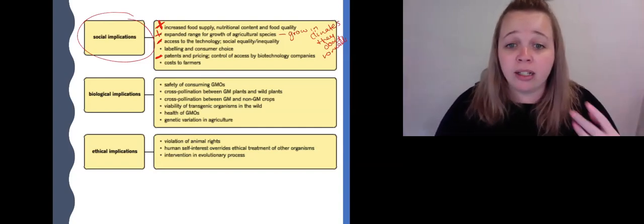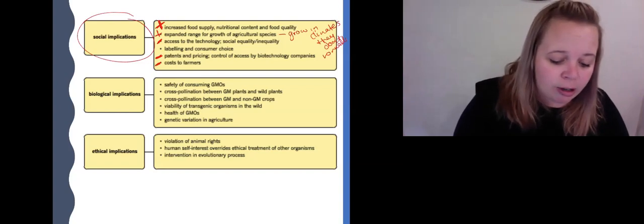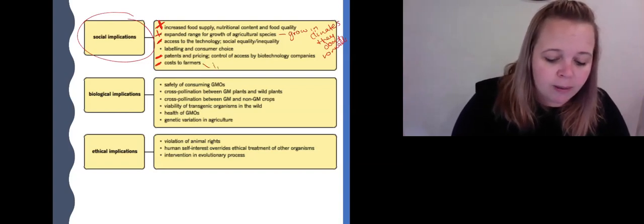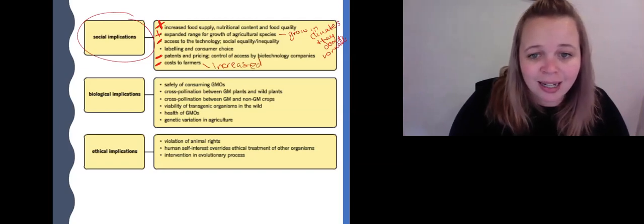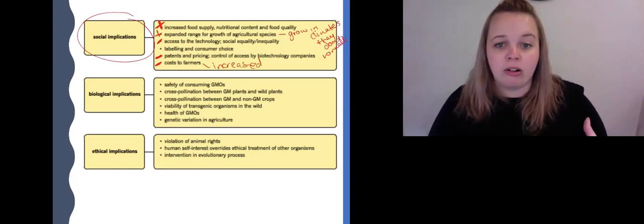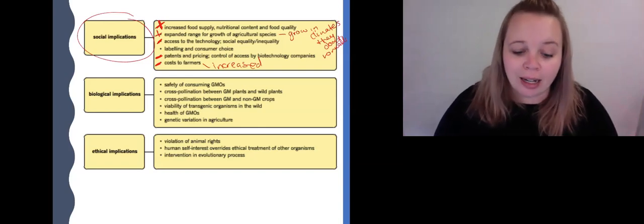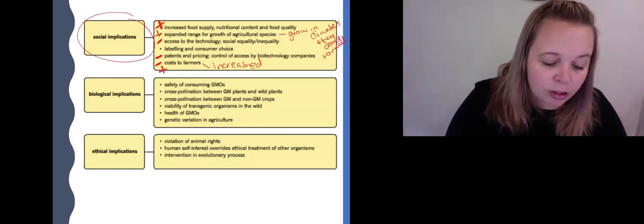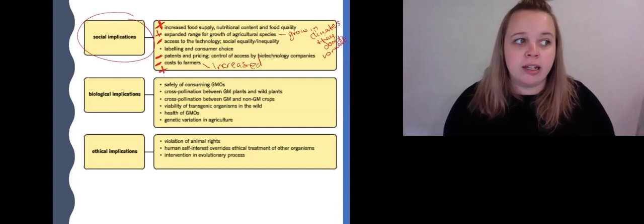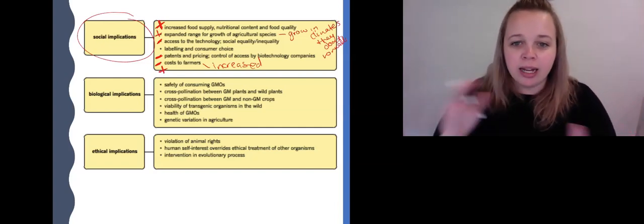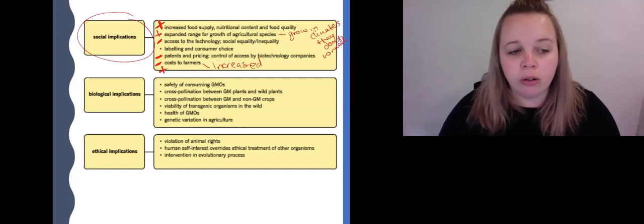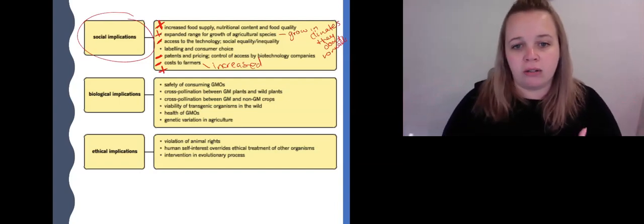The other one to society is that there are increased costs to farmers. So buying the seed every year, because it is patented, means that you're going to get these increased costs. You might end up getting some benefits here though too, where you get decreased cost over time because you get a greater yield. It doesn't matter which one you go for, so long as you pick one and justify it.